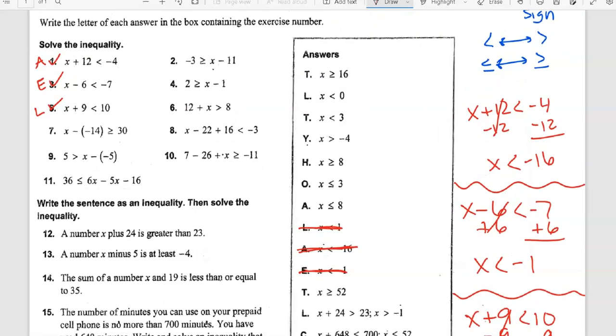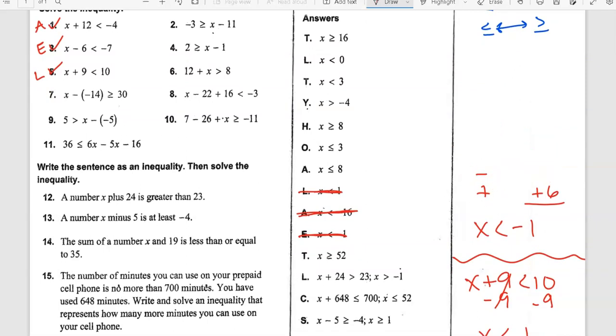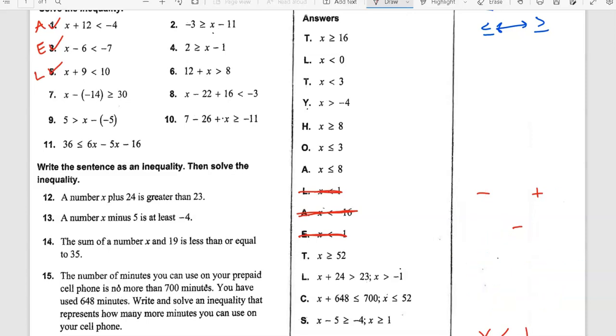All right, ready to level up just a little bit? Too bad. It's happening. All right, so we have x minus negative 14 is going to be greater than or equal to 30. X minus negative 14 greater than or equal to 30.